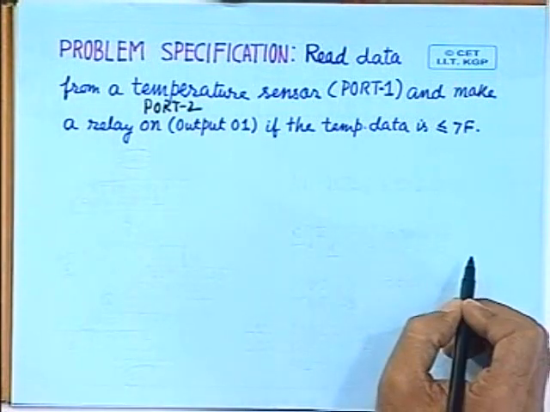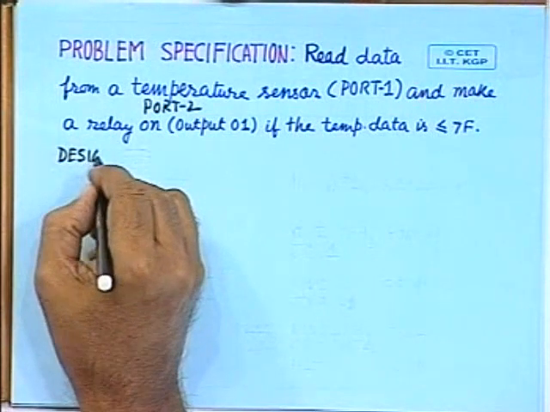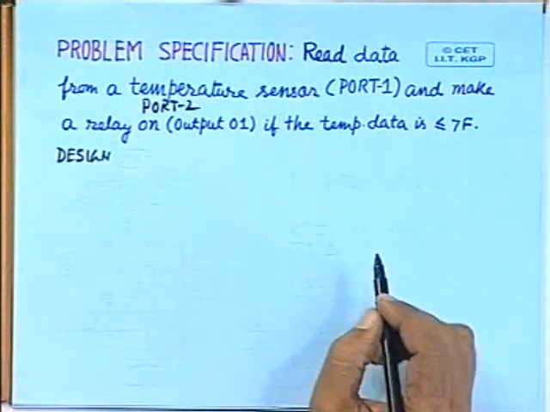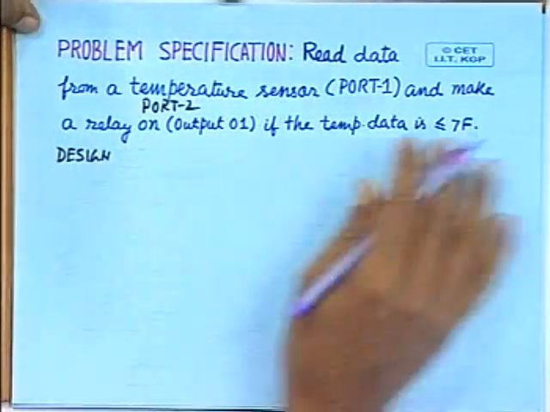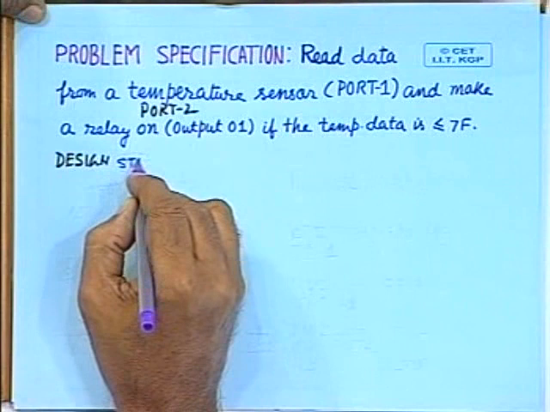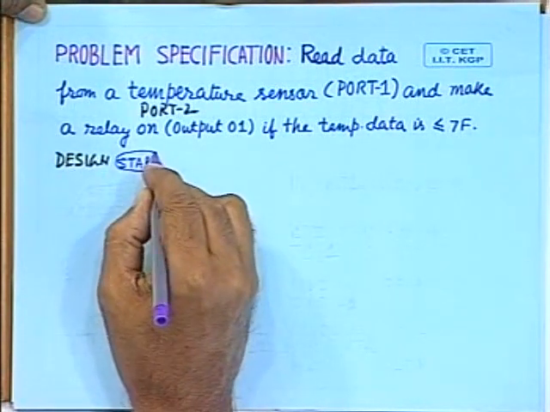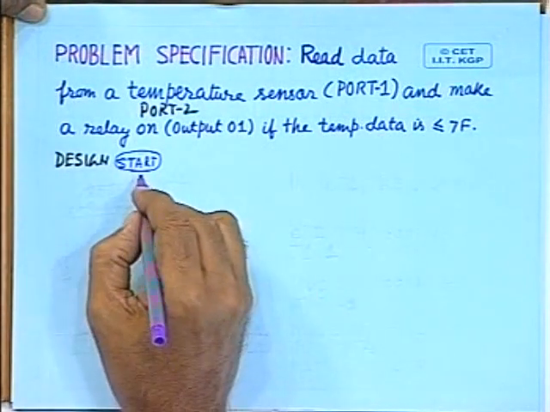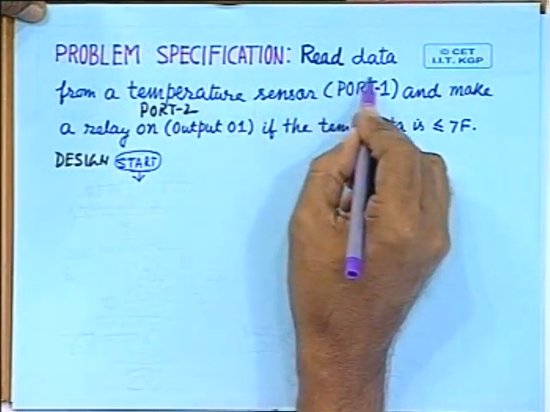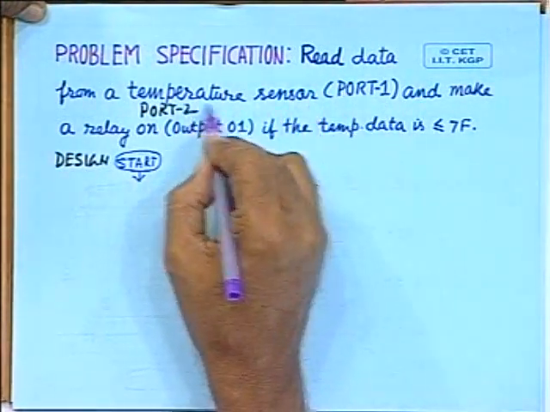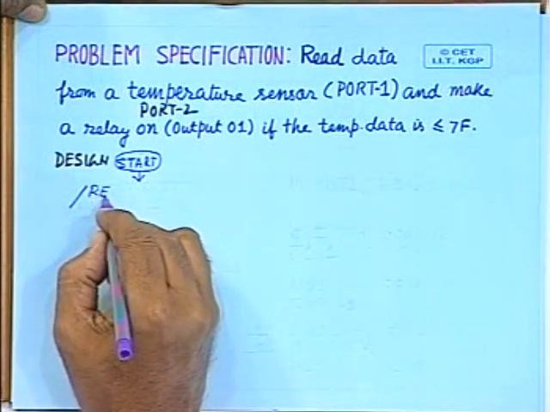This is the problem, and let us do the design. Design is done by implementing a flowchart, as I explained earlier. So it starts with a start symbol with an elliptic symbol for it, and then you have to read data from port 1, which represents the temperature sensor's data.